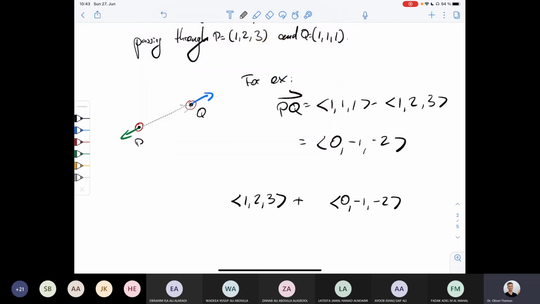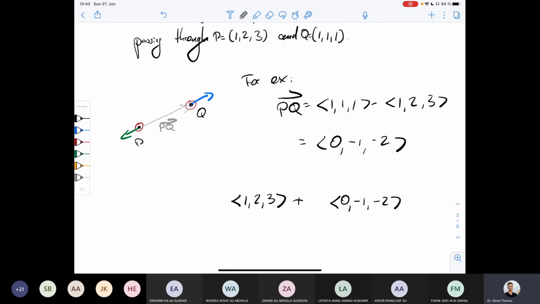Let's take this. This is PQ. And so if we start here and then add PQ, then of course we arrive at Q. But if we want to arrive, for example, over here, then we would add half of our direction vector. And if we wanted to go here, we would add it twice. And if we wanted to get here, we would subtract it.